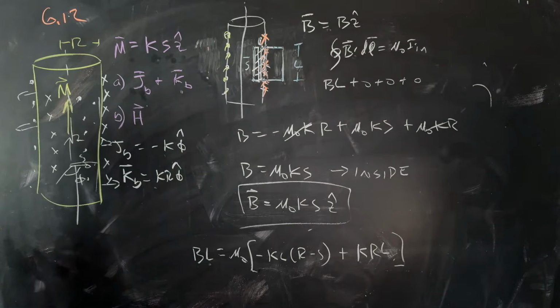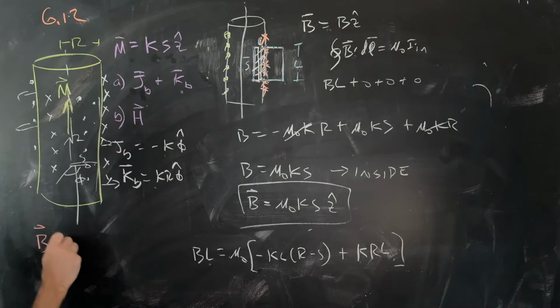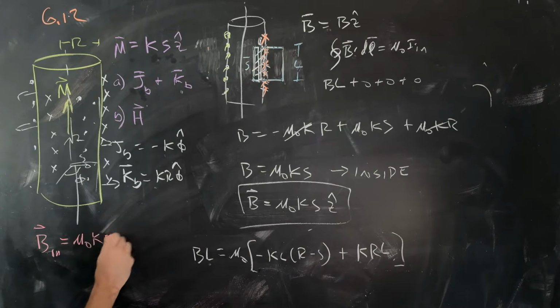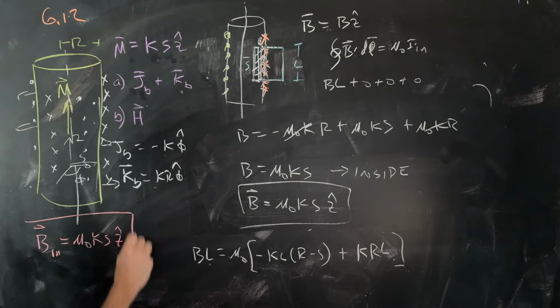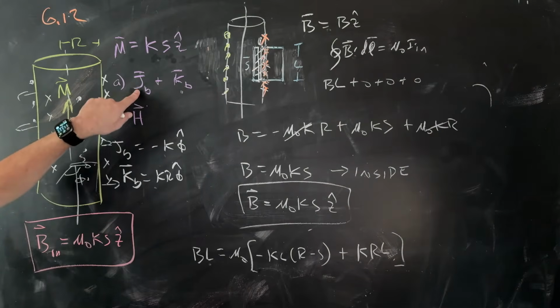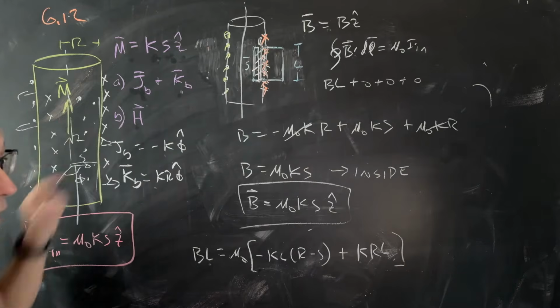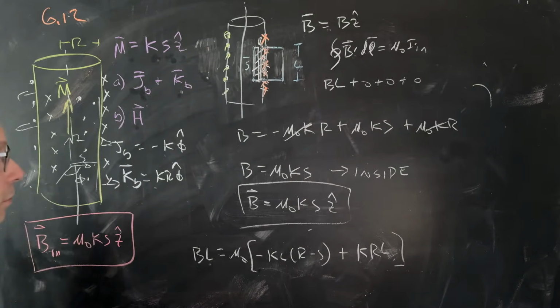Let's put that over here, and let's put it in a different color. B inside is going to be mu naught Ks z hat. Okay, so we found J_b, we found K_b, and we found the magnetic field. Now let's use the H field to do the problem again.